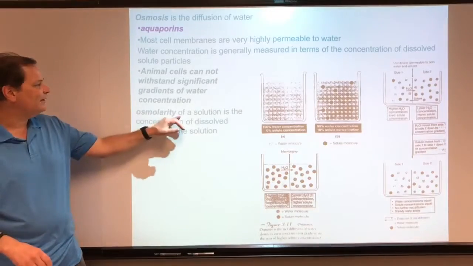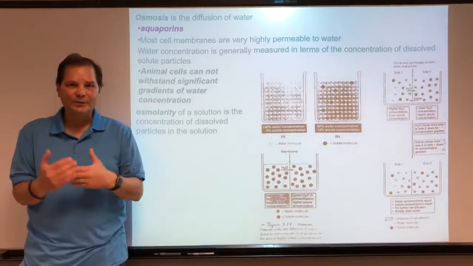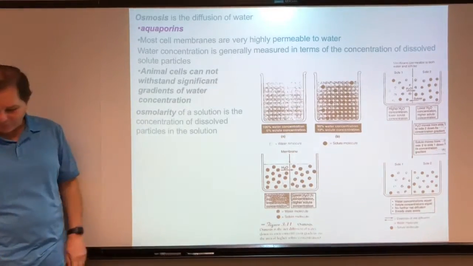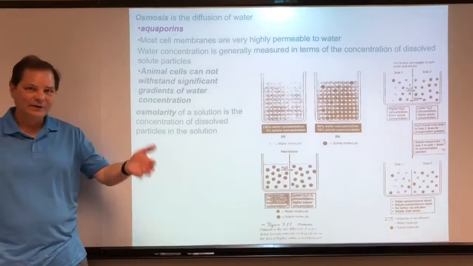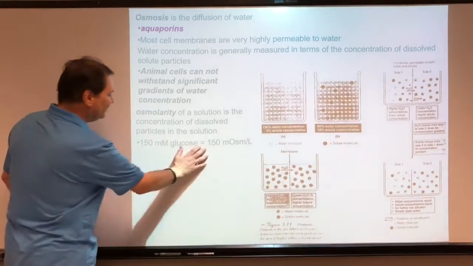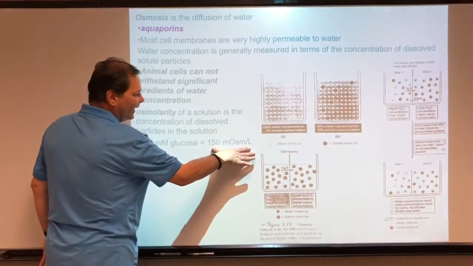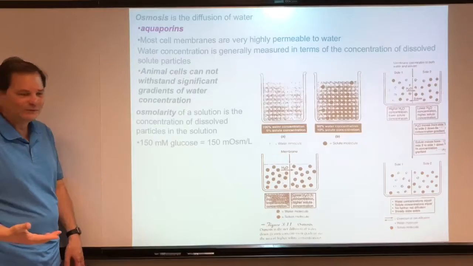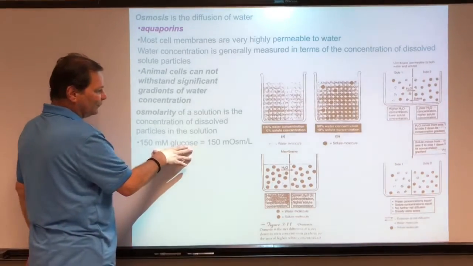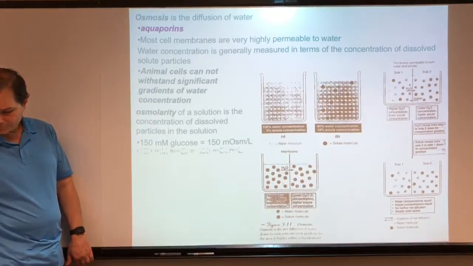Again, the osmolarity of a solution is the concentration of dissolved particles. You add up all the particles, and that concentration is the osmolarity of the solution. The higher the osmolarity, the lower the water concentration. So if I have 150 millimolar glucose, that means I have 150 milliosmoles per liter in that solution: 150 millimolar glucose particles, 150 milliosmoles, in a liter.